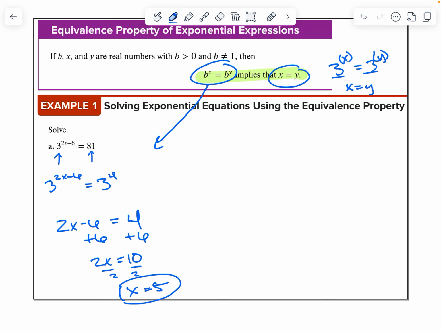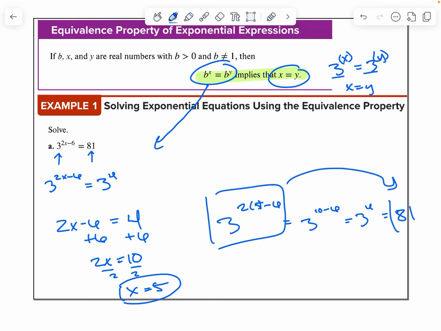And we can always go back and check our answer, right? If I check my answer here, 3 to the 2 times 5 minus 6 is the same thing as 3 to the 10 minus 6, which is the same thing as 3 to the 4, which is the same thing as 81. And so look, the left side of my equation does equal the right side of my equation. x equals 5 is our answer.